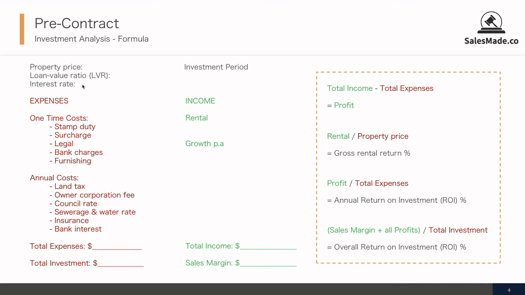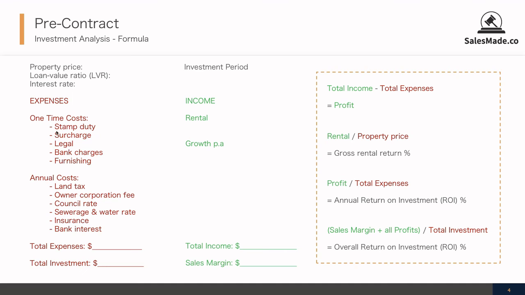Okay, and when you borrow money from the bank, you have to pay the bank interest. So the interest rate, you can fill in there, which is usually between 3 to 6%, give or take. And investment period, this is how long you wish to invest for. These are the expenses. Some of the one-time expenses include the stamp duty. This is a tax that is charged by the government upon the settlement of the property when they change the title from the seller to the buyer.